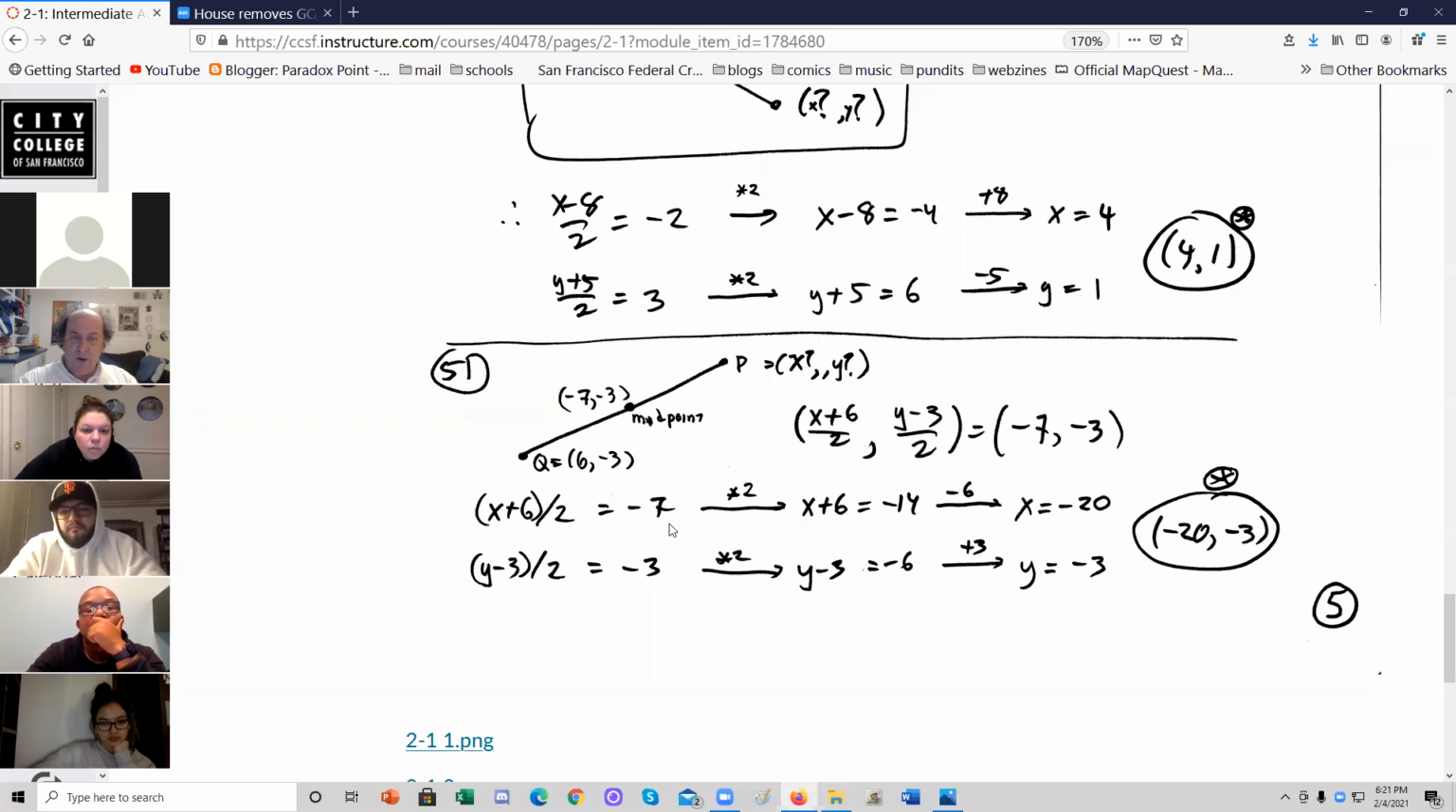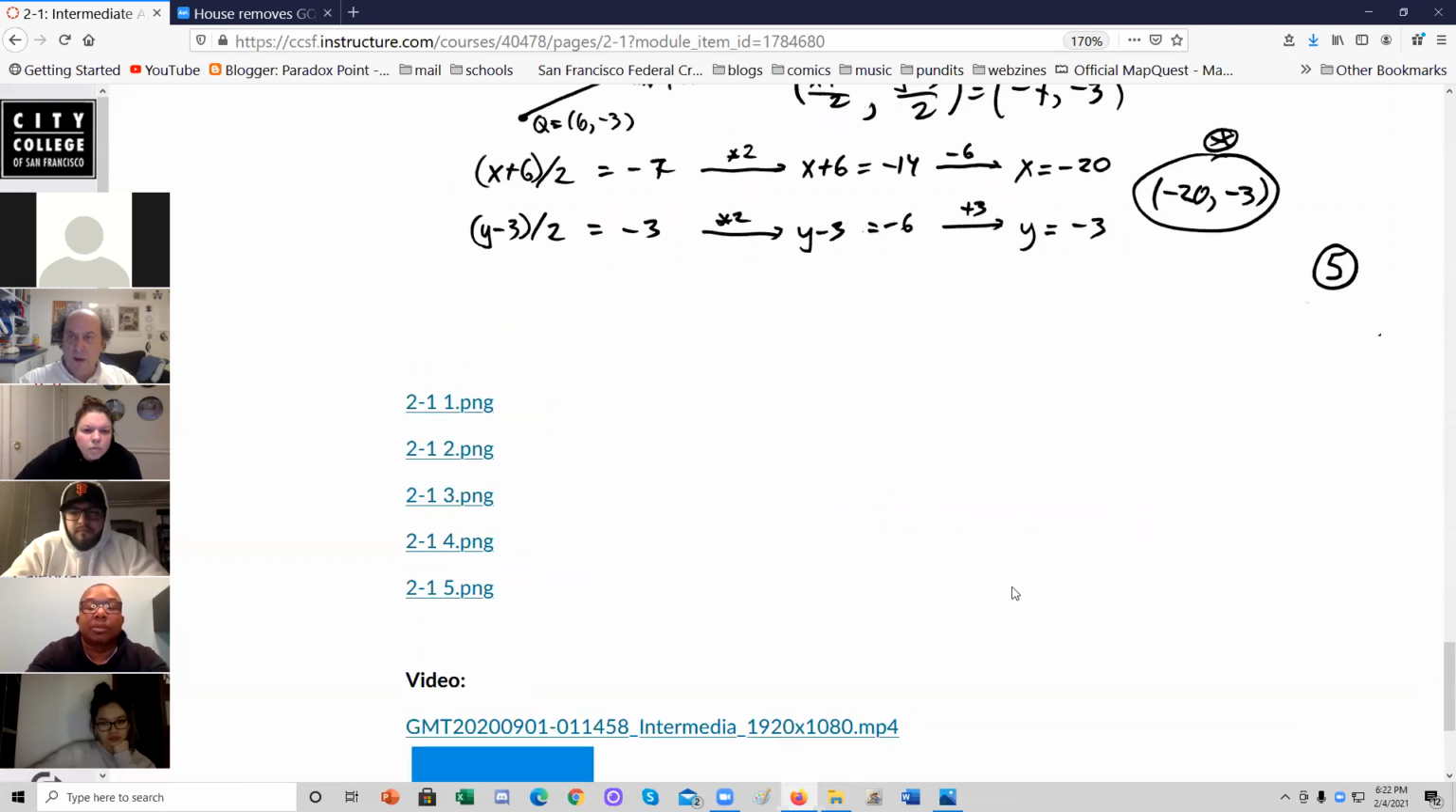X plus 6 over 2 equals negative 7. We double both sides. Get x plus 6 equals negative 14. Subtract 6 from both sides and get x equals negative 20. Y minus 3 over 2 is negative 3. Multiply both sides by 2. So y minus 3 is negative 6. Add 3 to both sides. Y is negative 3. So the other endpoint is negative 20 by negative 3. Okay. That concludes this section.